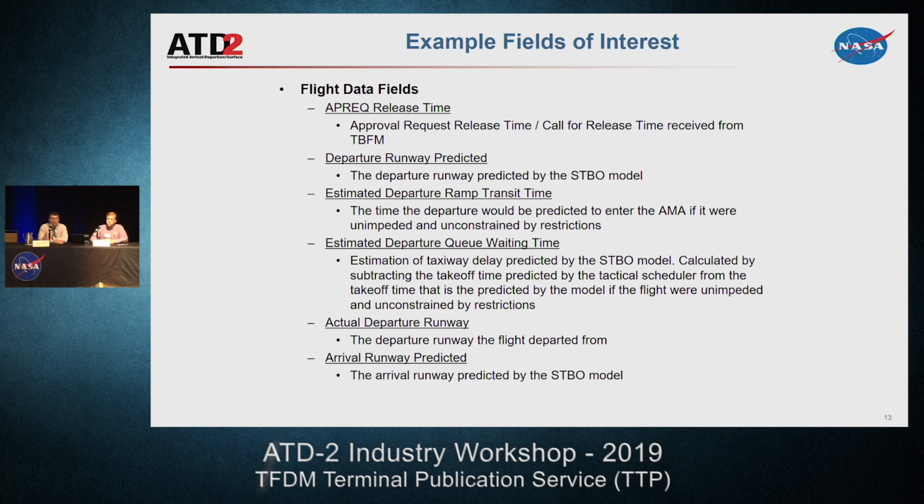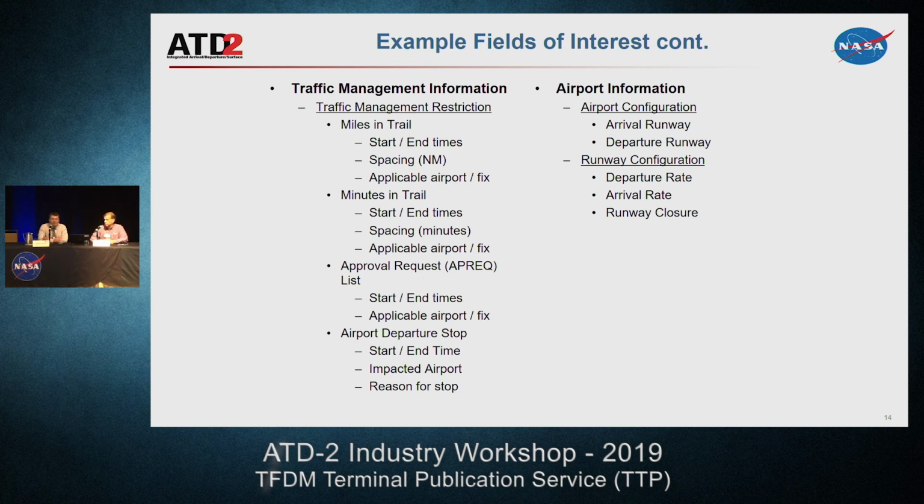I've been in the surface world for a long time, and the amount of effort I could have saved if I'd had this data all along would be pretty awesome. Continuing on, you shift from the flight stuff into other areas: the traffic management restrictions, where you're getting miles in trail, minutes in trail, the Apreq programs that are out there, airport departure stops, and then on over to the airport information side, you have the configurations and runway closures, arrival rates, departure rates, all the stuff when it's available is being published when it's entered.